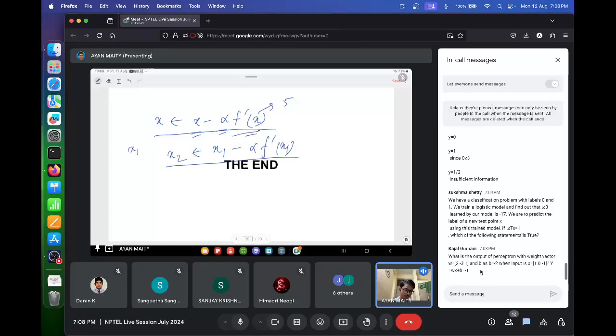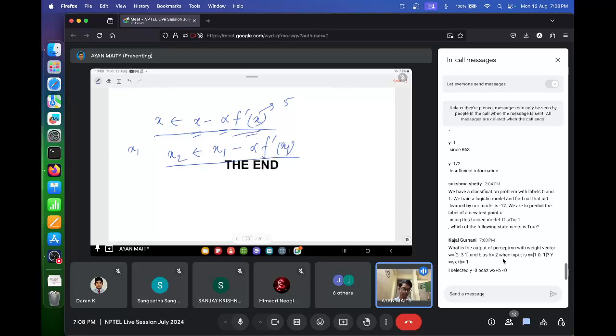Kajal has written, what is the output of the perceptron with this weight vector and this bias when the input is 1, 0, -1? You just have to multiply W with X and add B. Yes, this is how you calculate it. So was it marked wrong?